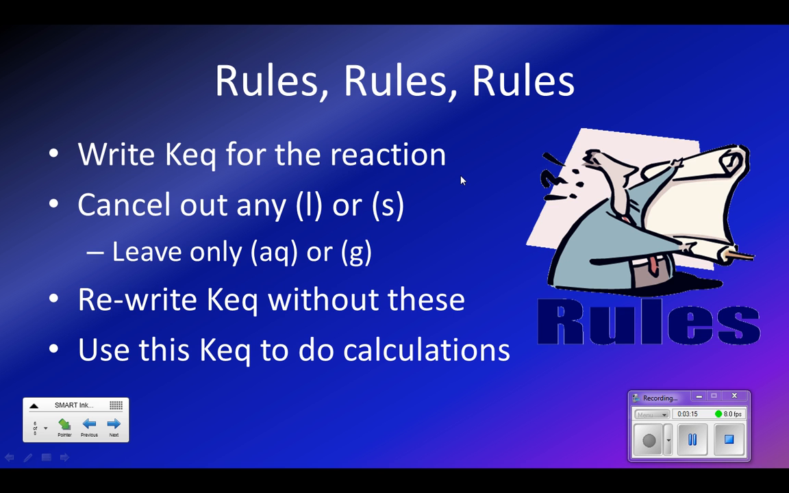So here's what we do for this then. We write the KEQ for the reaction, just like we would normally. But then we go through and we cancel out any ones that have L after them or S after them. Liquids can't change their concentration, neither can solids. Only concentrations of solutions and gases can change. Then you just rewrite the KEQ, leaving those out. And then that will give you the KEQ that you use to do the calculation. All right, so that's all there is to this. You cancel out the L's or S's and you write KEQ normally with those things left out.